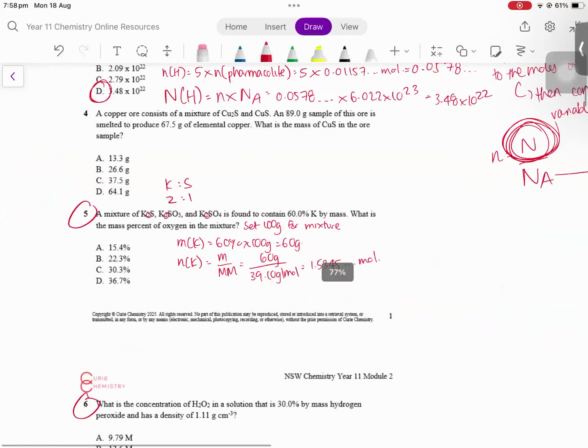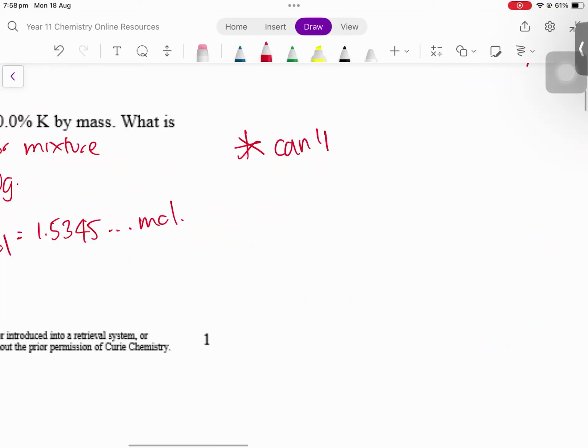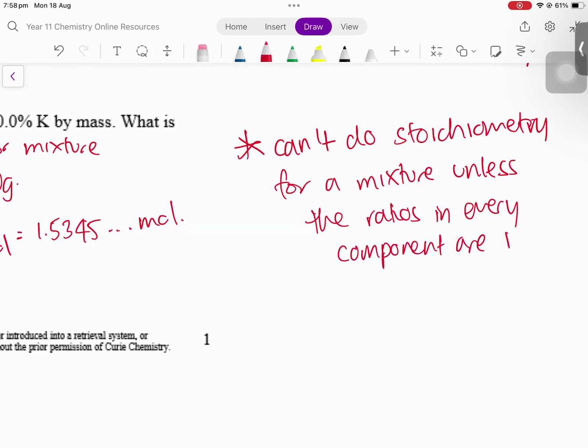Okay, so let's make an extra note here for your notes. You can't do stoichiometry for a mixture unless the ratios in every component are the same.